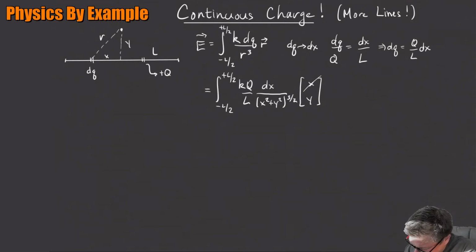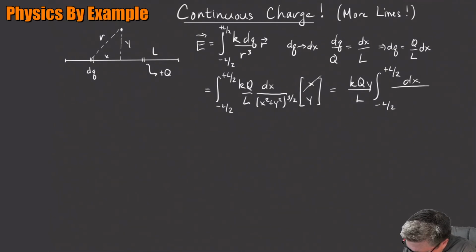So my integral is a q. The y doesn't change, right? The distance doesn't change up there from the line as I go across the line. So that's just a constant, kqy. I have an L. And then I got this, minus to plus, I got dx over x squared plus y squared to the 3/2. Okay, so that's my integral. I finally got it in the form of solving the integral.